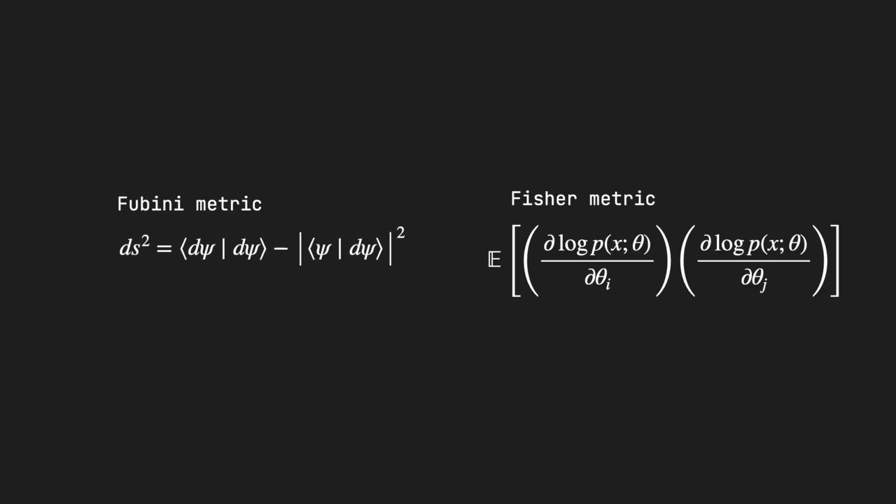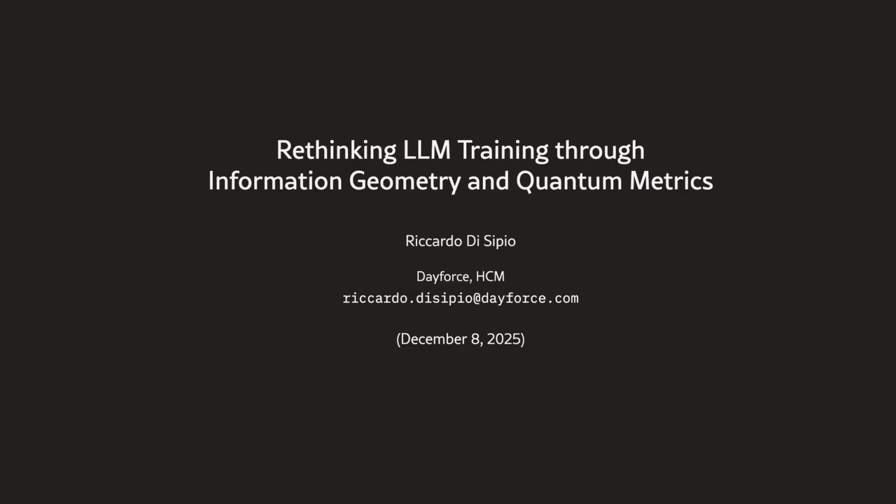If we look at both of these, you'll find that the Fisher metric is much harder to calculate. This paper argues that the Fubini metric is much easier to calculate, and it gives you a much richer understanding of the geometry of training. These are the highlights of what this paper talks about, and I recommend reading it. Shout out to Ricardo Di Sipio. The paper is called Rethinking LLM Training Through Information Geometry and Quantum Metrics.